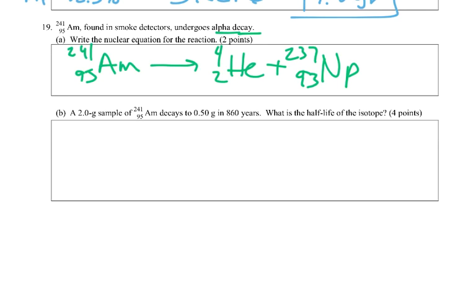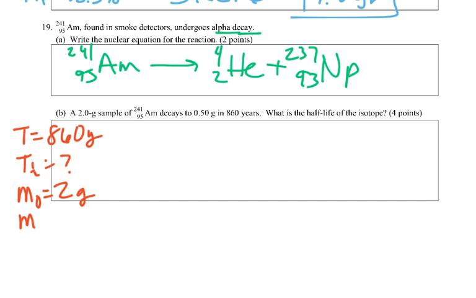Okay, a 2-gram sample decays to 0.5 grams in 860 years. So what's the half-life? So the total time we're talking about here, let's change colors, is 860 years. Okay, the half-life is what we're looking for. The mass at time 0 is 2 grams. And the mass at time t is 0.5 grams.